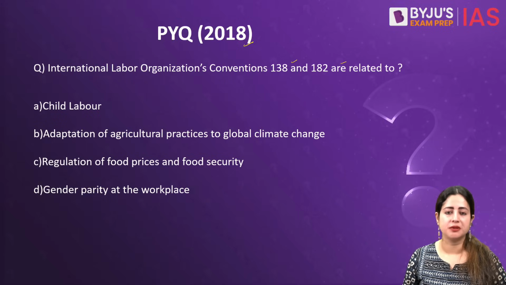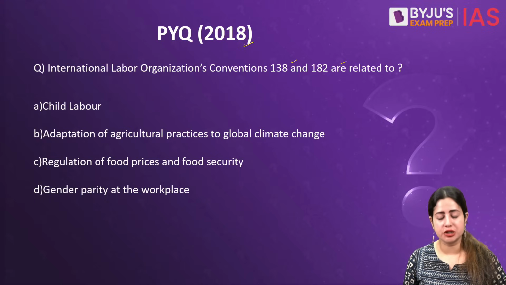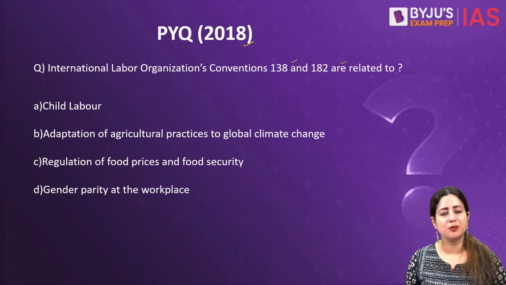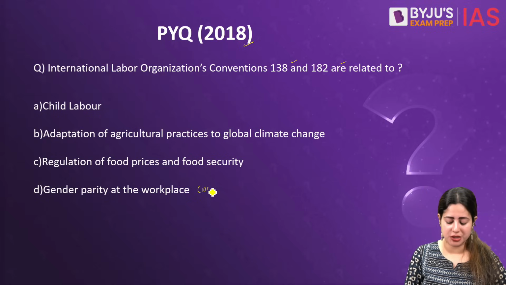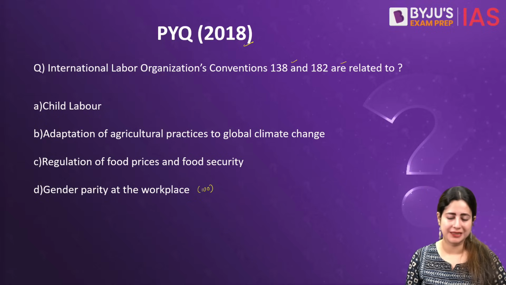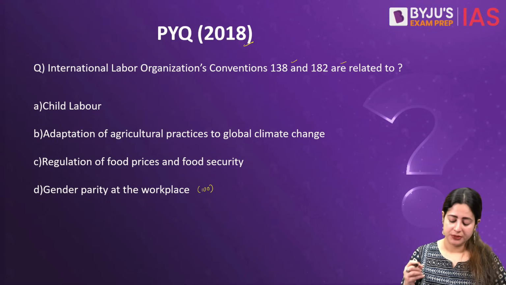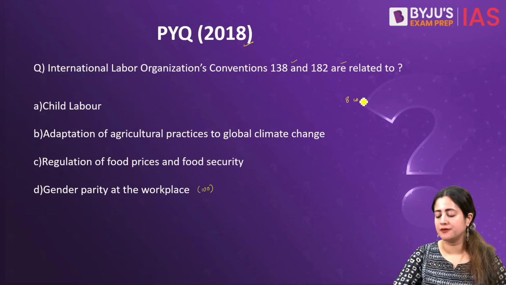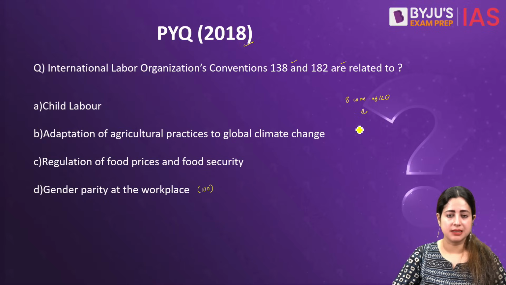Is it A, child labour, or is it B, adaptation of agriculture practices to global climate change? Could it be C, regulation of food prices and food security, and D, gender parity at workplace? Quite an easy question there, because talking about gender parity, the only convention that we can think of is equal pay for equal work. That's Convention 100. Let's also remember that from Convention 100 to Convention 138 and 182, all these are among the 8 core conventions of ILO. Let's remember that India has agreed to, and India is a signee to 6 of these 8 core conventions.